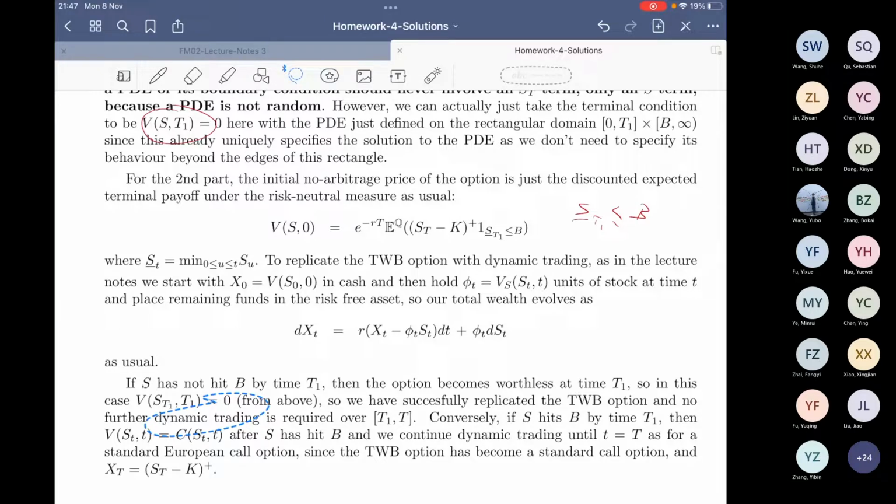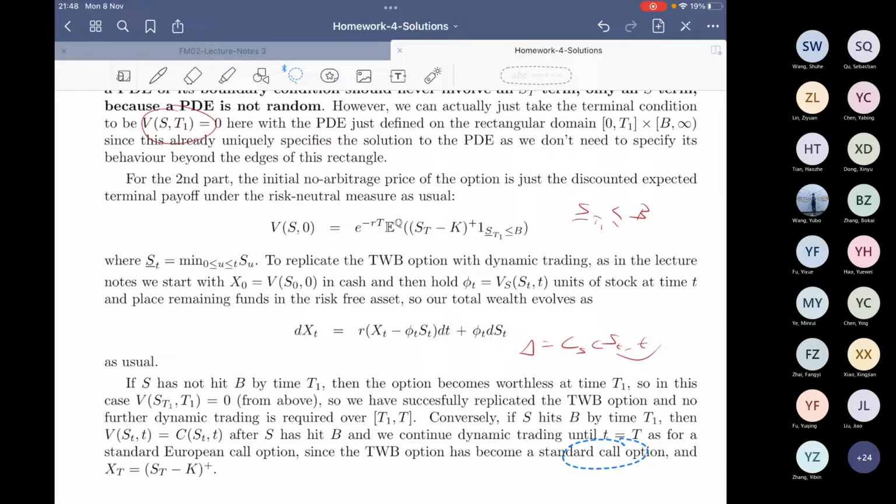Conversely, if S does hit B, then V of ST just becomes the usual C of ST, the usual Black-Scholes option formula for a call option, and you just continue dynamic trading in the usual way with the usual delta formula, for which we have an explicit formula, remember, in the notes. So I'm saying it will just be the partial derivative of C with respect to S at ST, T, for which there is a formula in the notes, i.e. the usual Black-Scholes delta formula. Because as it says here, in this case, the time window barrier option has become a standard call option.